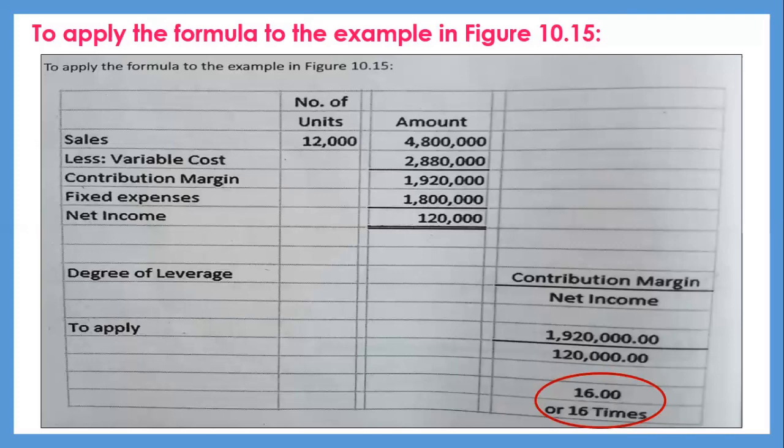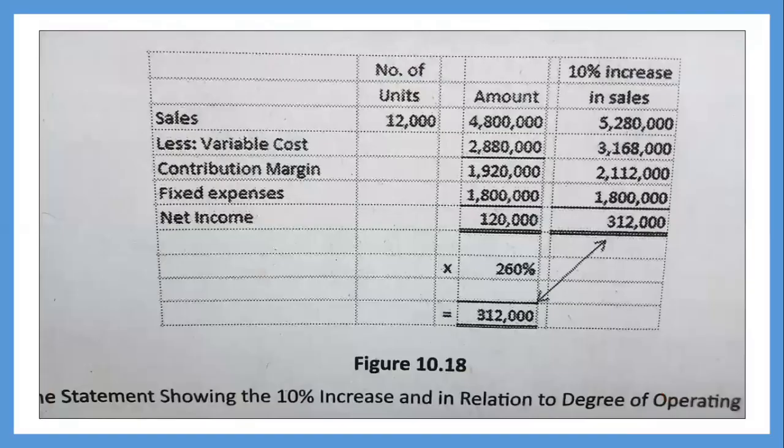Now, if the net income of company A is 120,000 pesos, then an increase of 10% in sales would mean that profit will increase to 312,000 pesos, and this is computed as 120,000 multiplied by 260%. Now, the details are shown here in figure 10.8. Figure 10.8 shows you the income statement showing the 10% increase in relation to the degree of operating leverage.